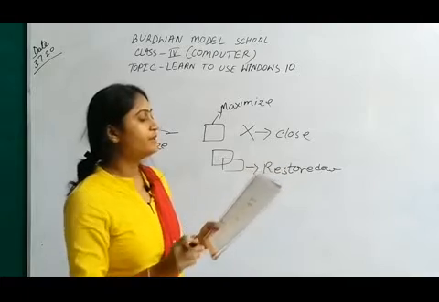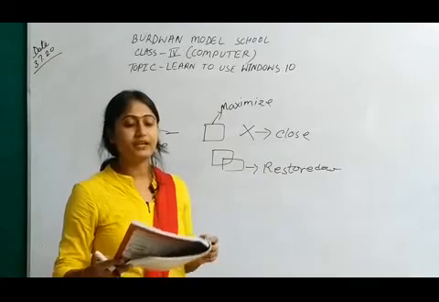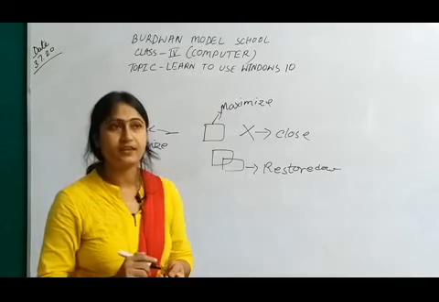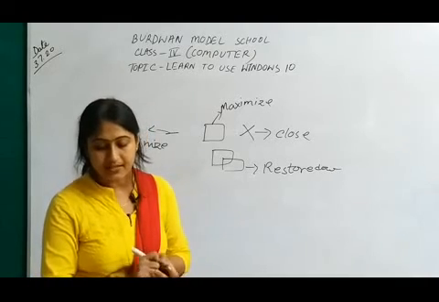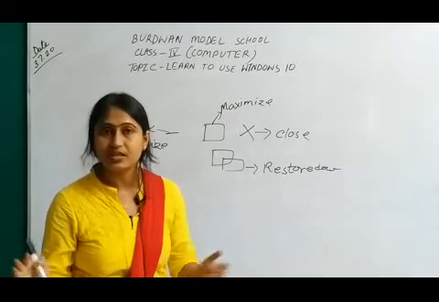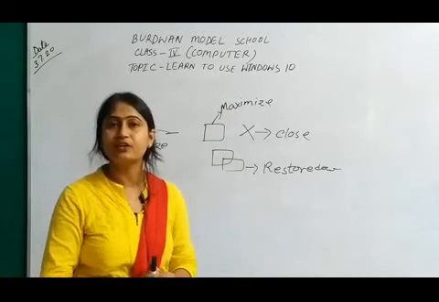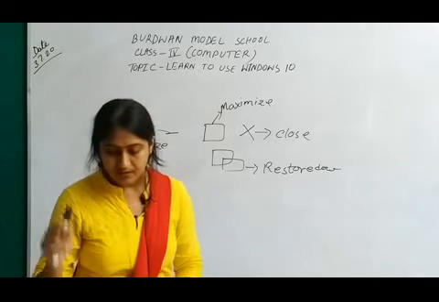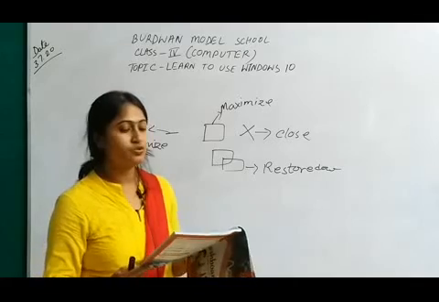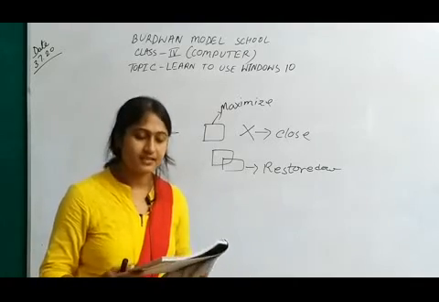Okay, there are four buttons we can see on the right side of the title bar. Minimize: by clicking on this icon we can shrink the window to the taskbar. Maximize is used to enlarge the window to its maximum size. If you want to close the window, you just press the close button. And restore down restores the window to its previous size.